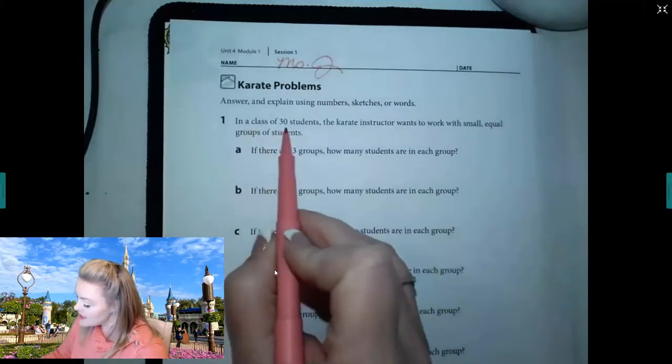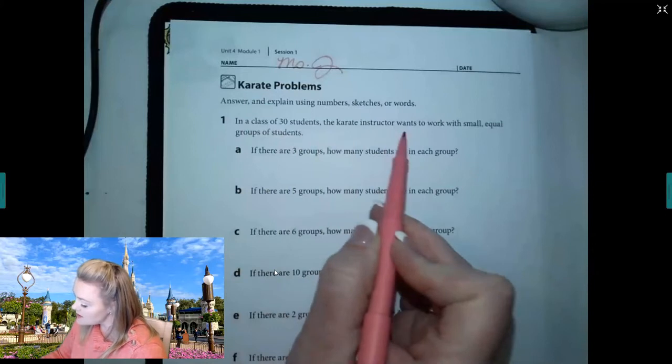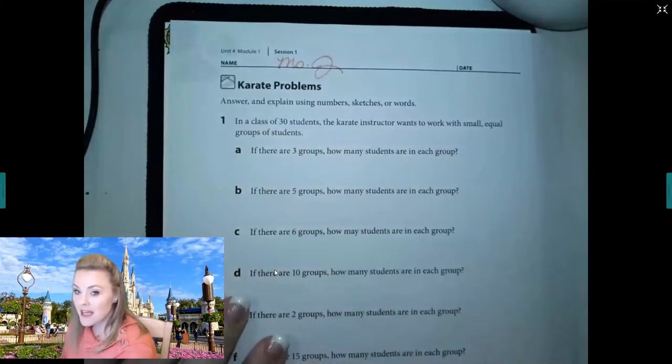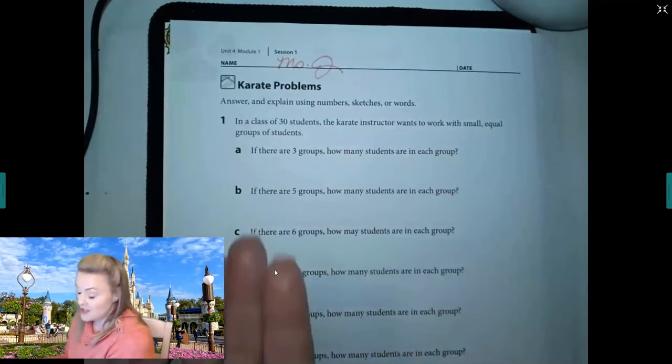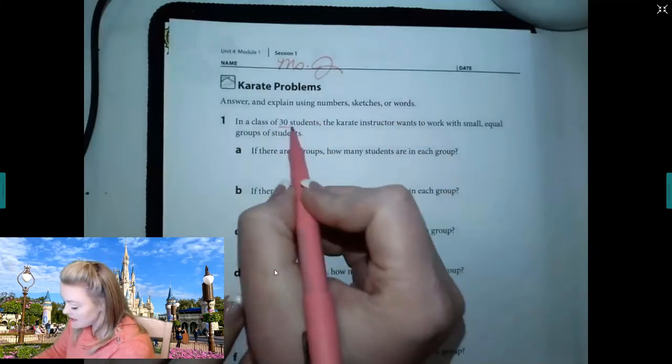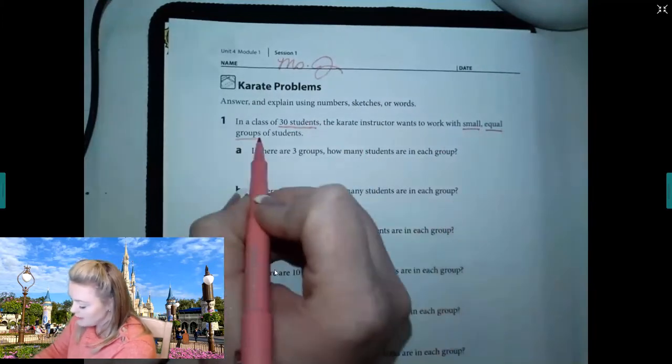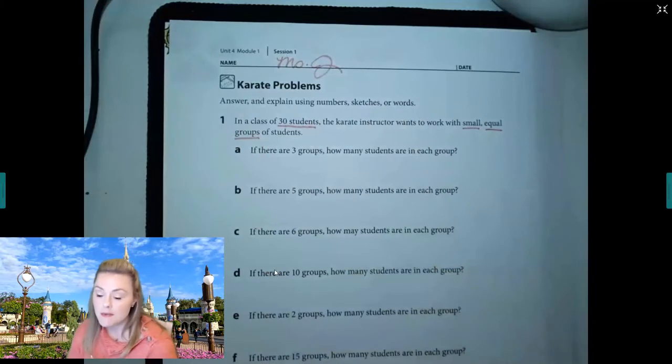In a class of 30 students, the karate instructor wants to work with small, equal groups of students. Okay, so I'm going to think about what this is telling me. First, I know there's 30 students. An instructor wants to work with small, equal groups. I know that when we're multiplying, we're making equal groups. If we're dividing, we're taking a whole number and separating it out into equal groups. Dividing is the quick way to subtract or to break apart something.